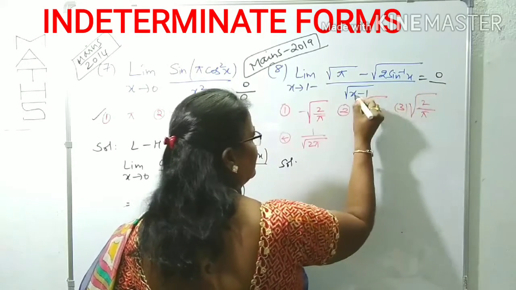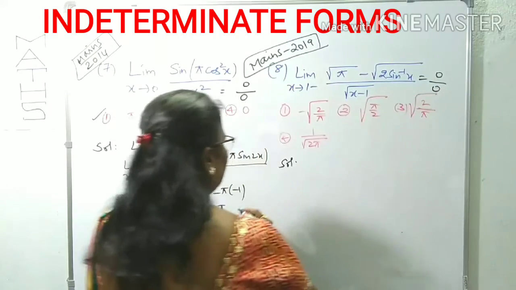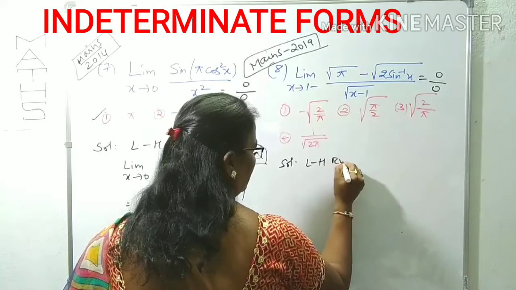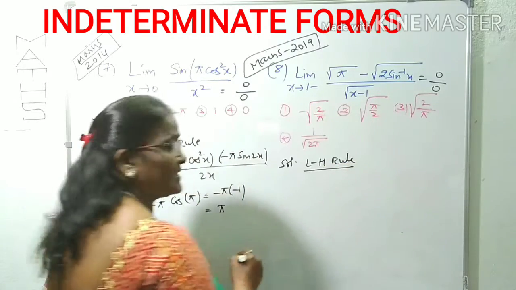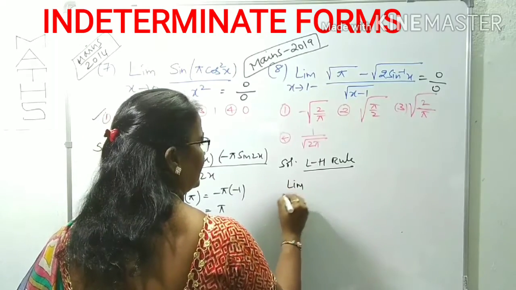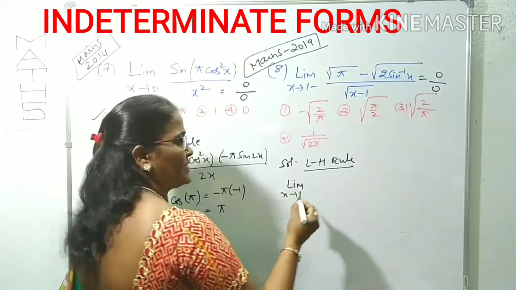In the denominator, x is 1 means 0. 1 minus 1 is also 0. It is clearly 0 by 0 form. What can you do? L'Hospital rule. What is the L'Hospital rule? Differentiate the numerator and denominator. Limit x tends to 1 as it is. Root pi is a constant, derivative 0.